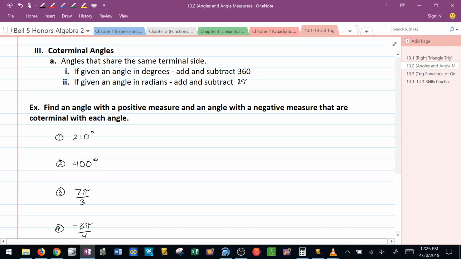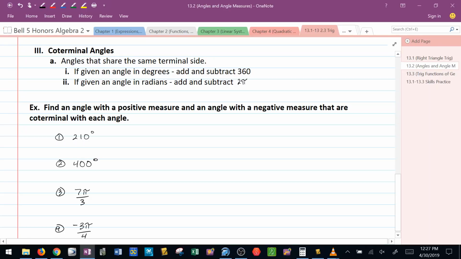the radian measurement. If an angle is given to me in degrees, to find angles that are coterminal with it, I'm going to remember to either add or subtract 360 degrees. That takes me one trip around that thing that we talked about called the unit circle. If I'm given an angle in radian measurement, I'm going to add or subtract 2 pi in order to find coterminal angles, because 2 pi is the same as one trip around the circle.